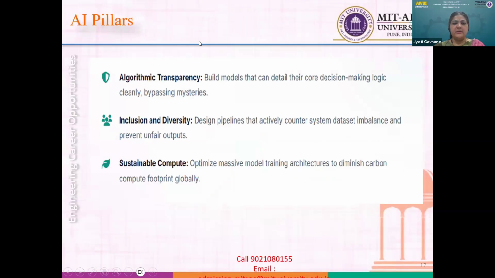So these are the AI pillars. If being a fresher, what are the different things I need to understand about AI? That is algorithmic transparency. Transparency is the basic thing where each and every language is supporting the algorithm. Whenever a student tries to solve a problem, we write some steps. There is some methodology, and that methodology is nothing but the algorithm. So we need to build models that can detail their core decision-making logic, bypassing mysteries.